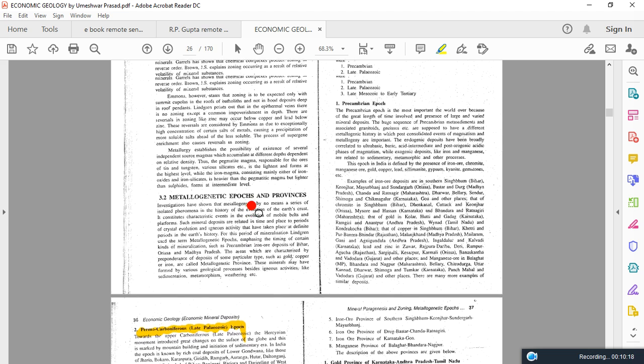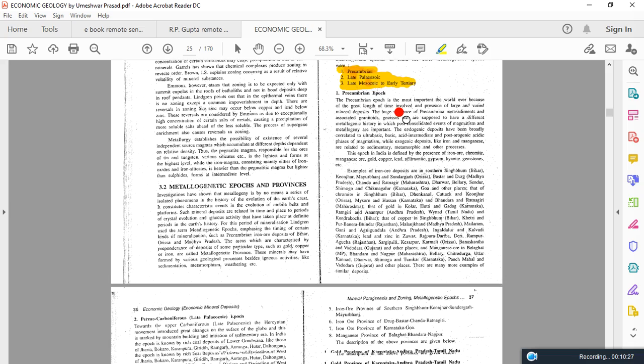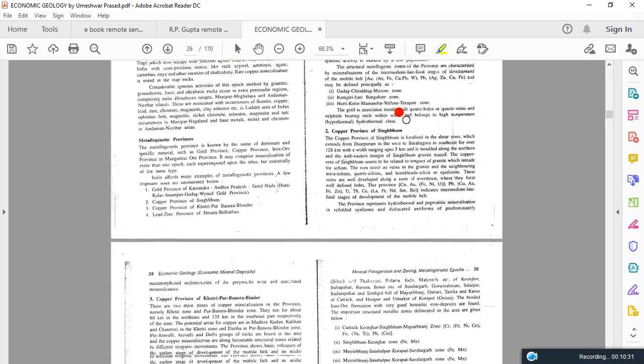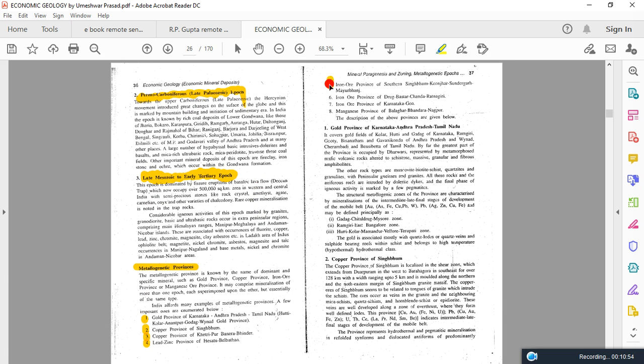So the epoch represents time, whereas the province represents the area. Metallogenic province: the areas in which minerals deposited during the metallogenic epochs are found. There are majorly these eight. Gold province of Karnataka, copper province of Singhbhum, copper province of Khetri, lead zinc province of Hisatu Belbahan, iron province of southern Singhbhum, iron province of Durg Bastar, iron province of Karnataka Goa, manganese province of Balaghat. So these are the areas which are rich in minerals in terms of the Indian subcontinent.